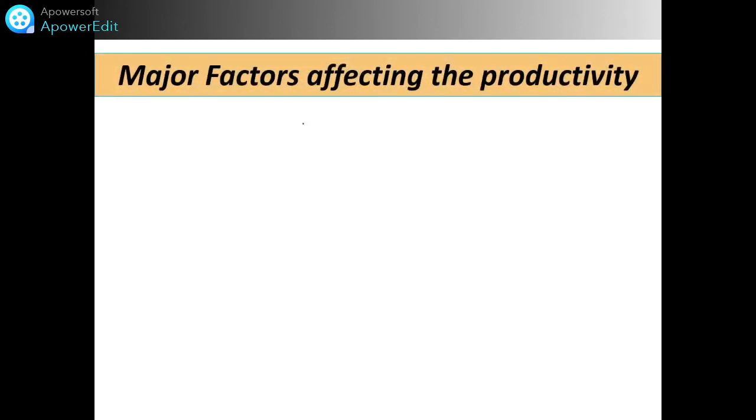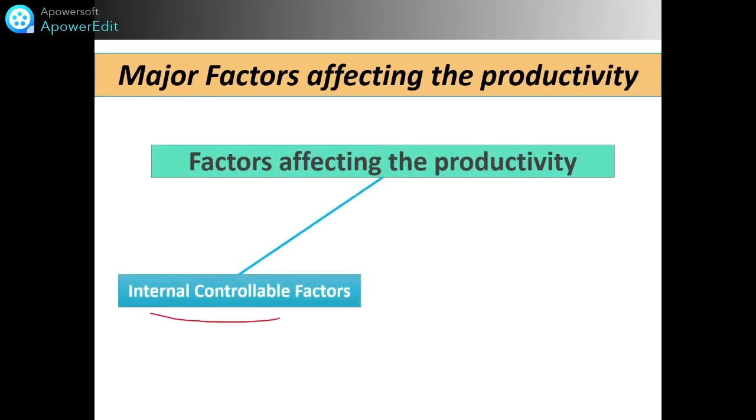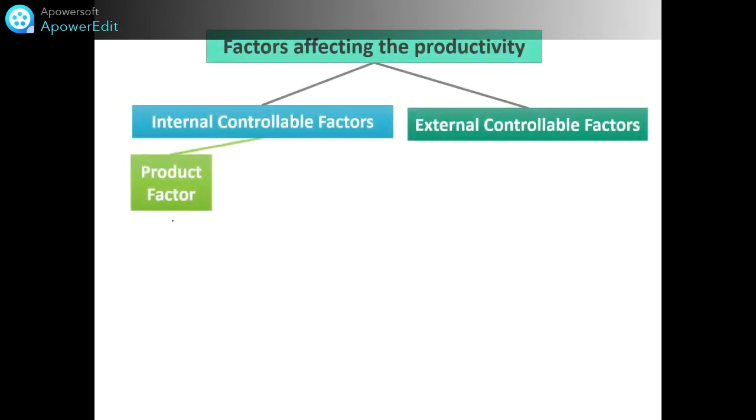Hence, here are the major factors affecting productivity. Two major factors are there. One is the internal controllable factor and another is the external controllable factor. These two major factors again have sub-factors, which we are going to study in this slide.